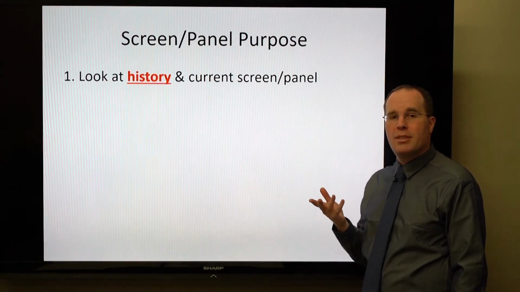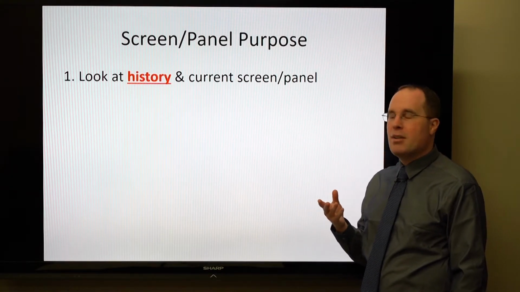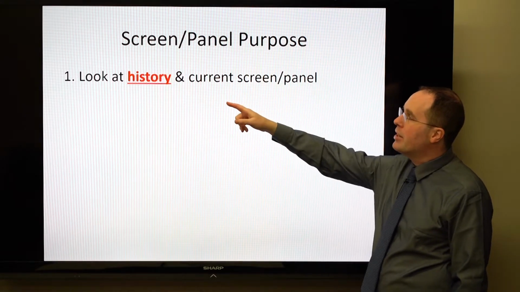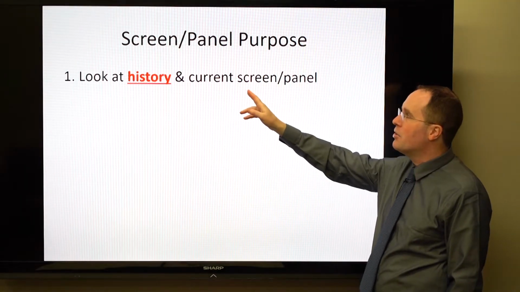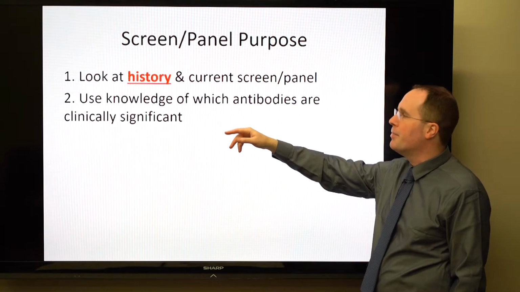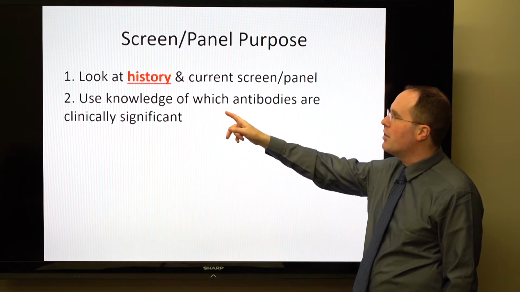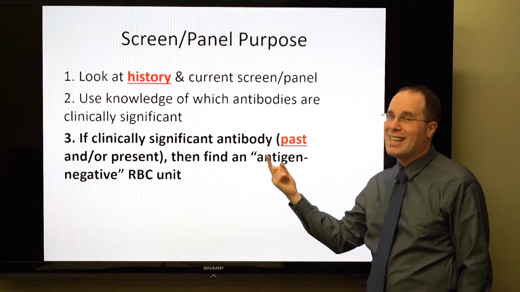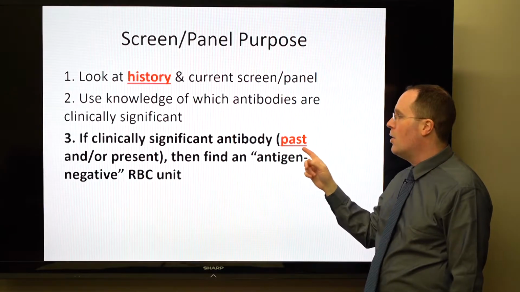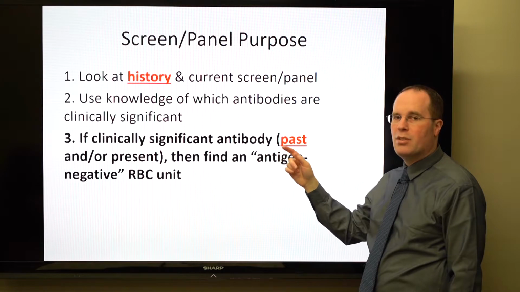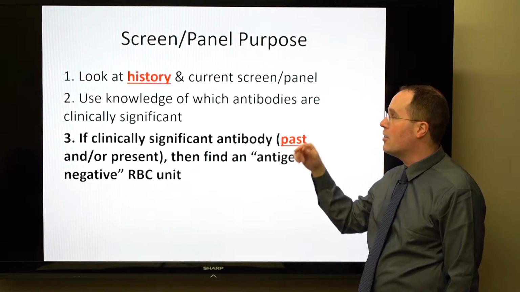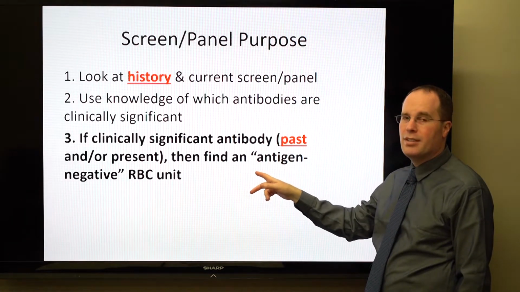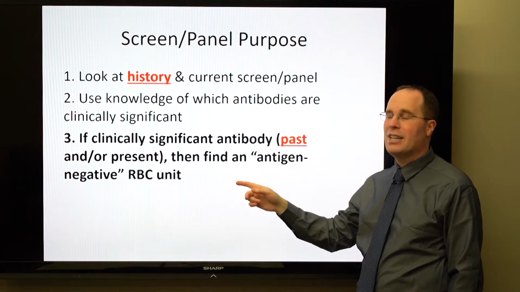And what is the purpose of doing the antibody screen and the antibody panel? Well, first we're going to look at the history in addition to the current screen or the panel, right? And then we're going to use our knowledge of which antibodies are clinically significant. If the patient has a clinically significant antibody, either in their past history or presently in their current sample, the whole point of this is we want to find some antigen-negative red cells.